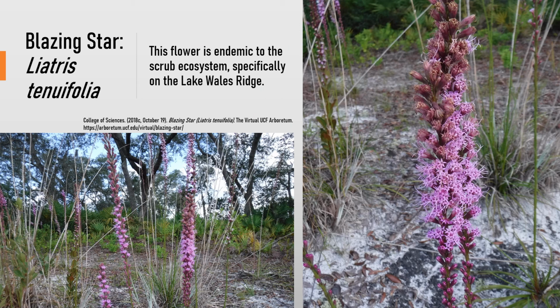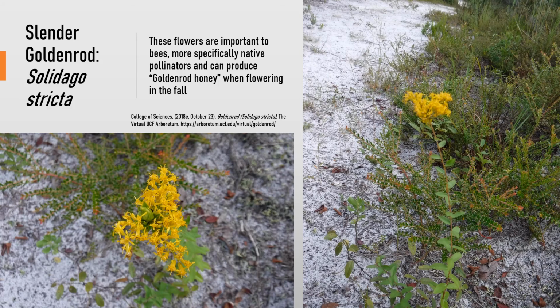Moving on with my plant species, next I have a wildflower, the blazing star or the Liatris tenuifolia. This is a flower that is endemic to the scrub ecosystem and specifically only occurs on the Lake Wales Ridge. My next wildflower is the slender goldenrod or Solidago stricta. These flowers are important to bees and more specifically the native pollinators of this ecosystem. These are known to produce a goldenrod honey when they flower in the fall.